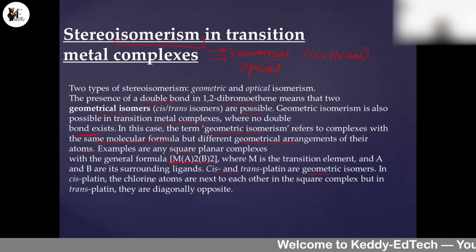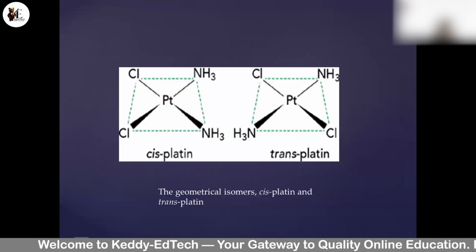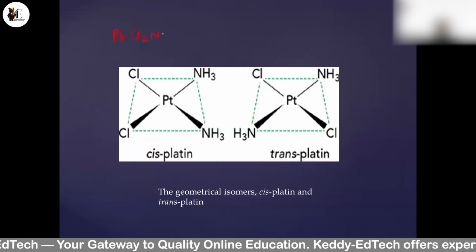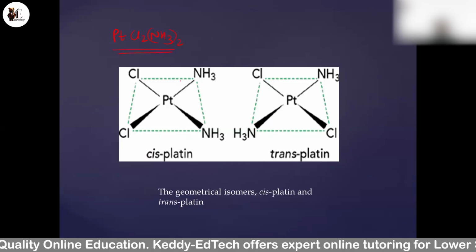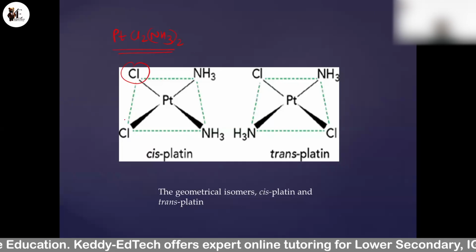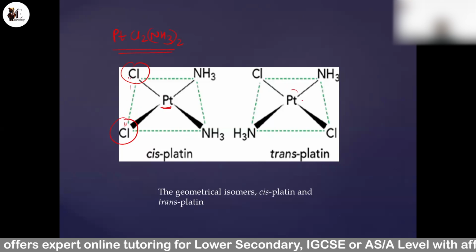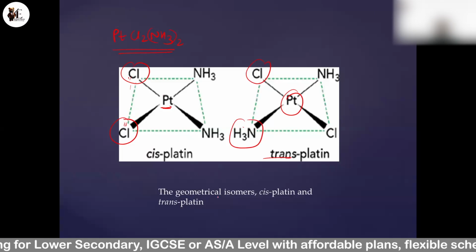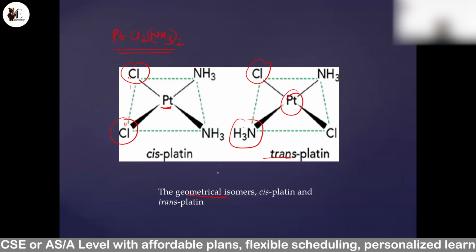In cisplatin, the chlorine atoms are next to each other in the square planar complex, but in transplatin they are diagonally opposite. The formula of cisplatin is Pt(Cl)2(NH3)2. Here in the square planar complex, it is cis because platinum is attached to the same groups at one side. But here platinum is attached to different groups at one side, so it is transplatin. So these are the geometrical isomers. Geometrical isomers are also possible in compounds which have no double bond.